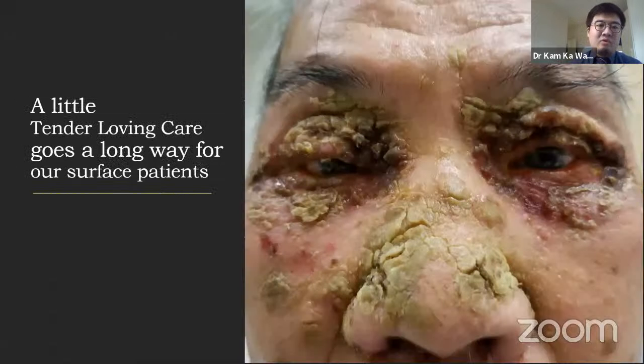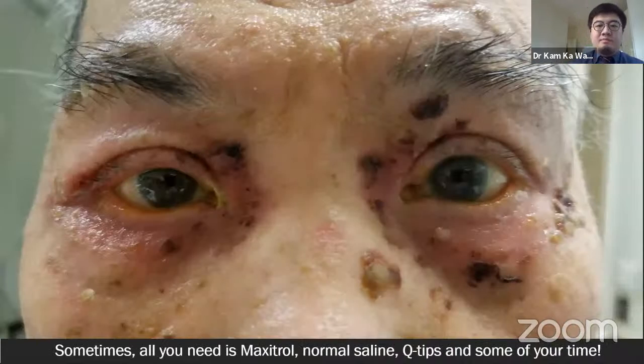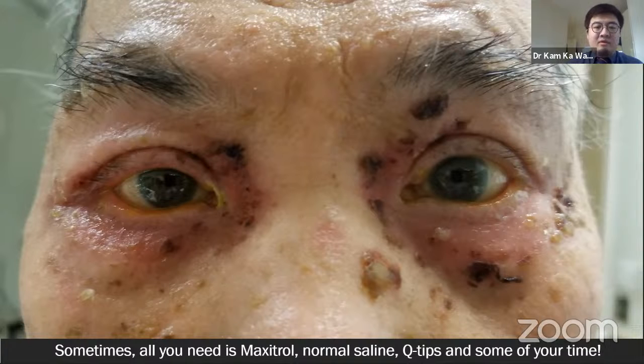So, a few slides more and then I'll end my talk. I think for surface patients, all you need sometimes is just a little bit of tender loving care. And for this patient who has pemphigus, all you need is a Mexitrol ointment, some Q-tips, some normal saline, and some of your time to rub away those lesions. Because they're staying in the medical wards, the medical doctors are too busy dealing with the rest of their medical conditions, and they often neglect the eye condition, and they leave the eye conditions to us ophthalmologists.